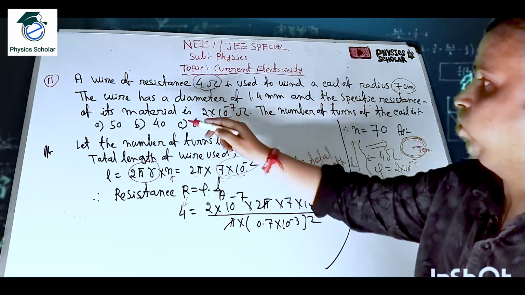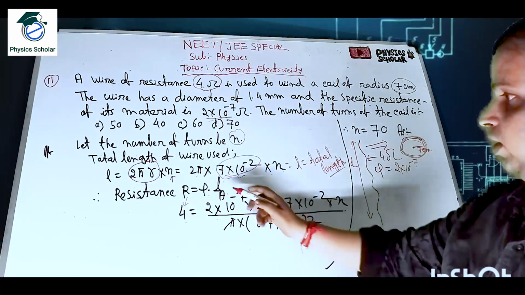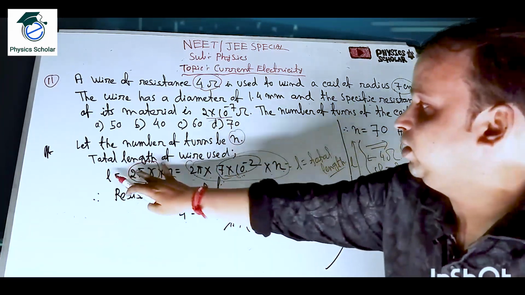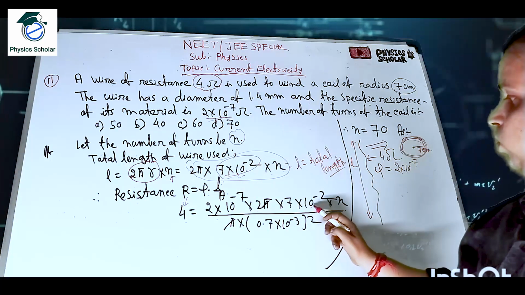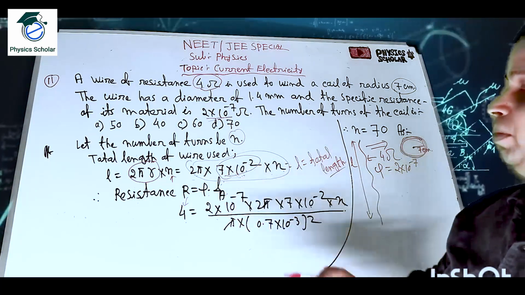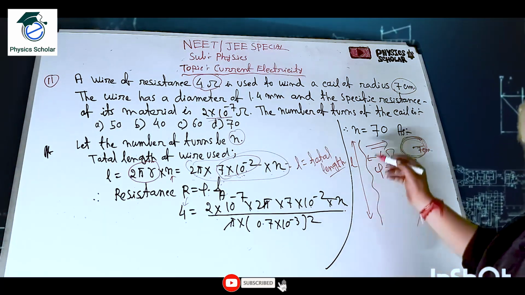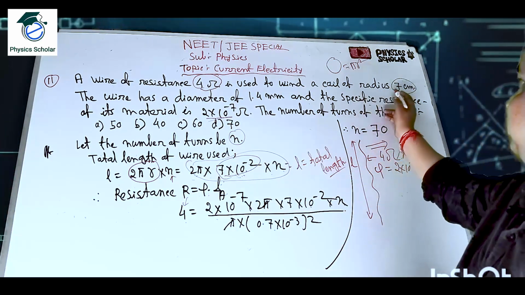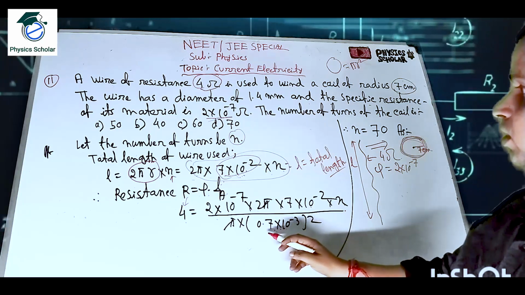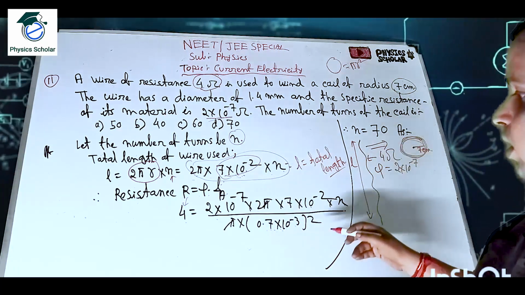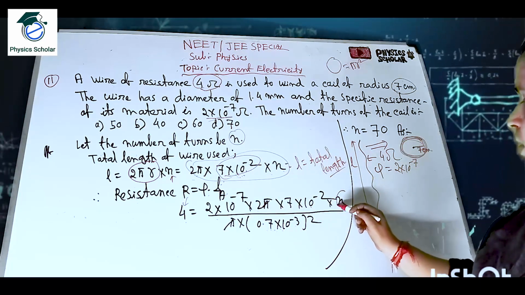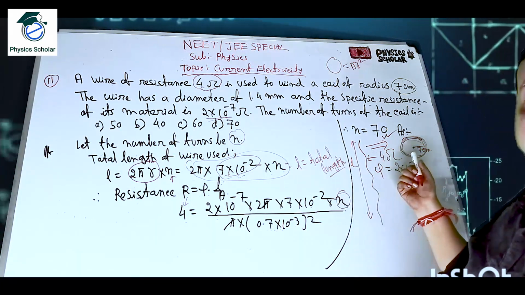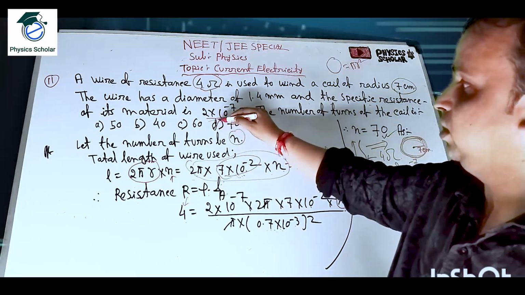Is equal to rho. The value of rho is given here, 2 into 10 to the power minus 7, into L. What is the value of L? The total length is the value of L, so we are writing 2 pi into 7 into 10 to the power minus 2, into n, divided by A. A means the cross sectional area. The area of a circle is pi r square, where r is the radius, 0.7 into 10 to the minus 3, whole square. So pi will be cancelled, and from here we can find out the value of n. After calculation, the value of n will come 70. So the number of turns will be 70. The option D will be correct.